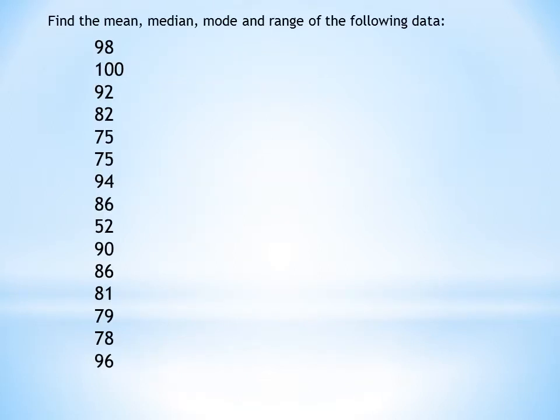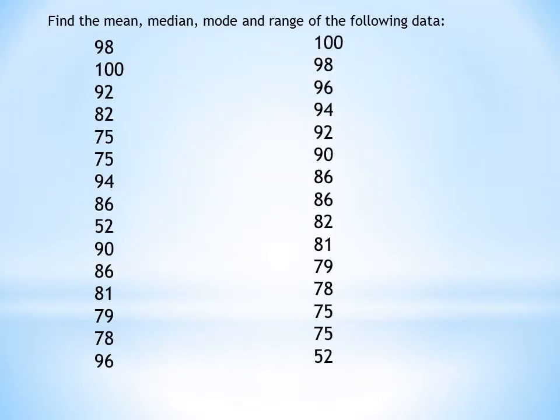So here is the data that we had earlier. We would have to put them in order. There is an even number of terms, so when I cross out one from each end of the list, you see I end up with 86 in the middle. So 86 is going to be my median.